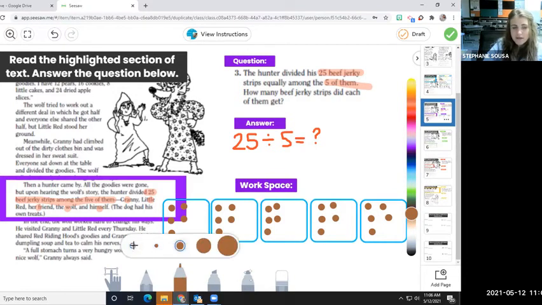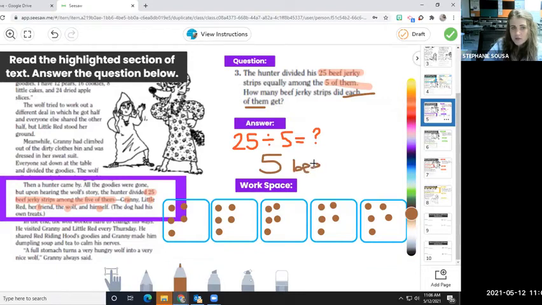Question is, how many did each of them get? Well, this one got 5. This person got 5. This person got 5. This person got 5. This person got 5. So our variable is equal to 5 beef jerky strips. No purple unicorns flying through space, friends.